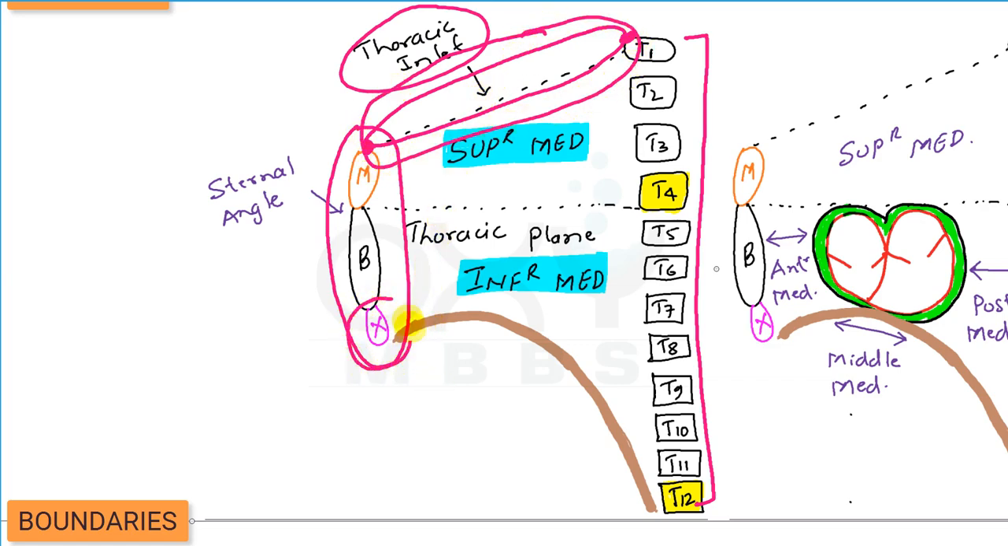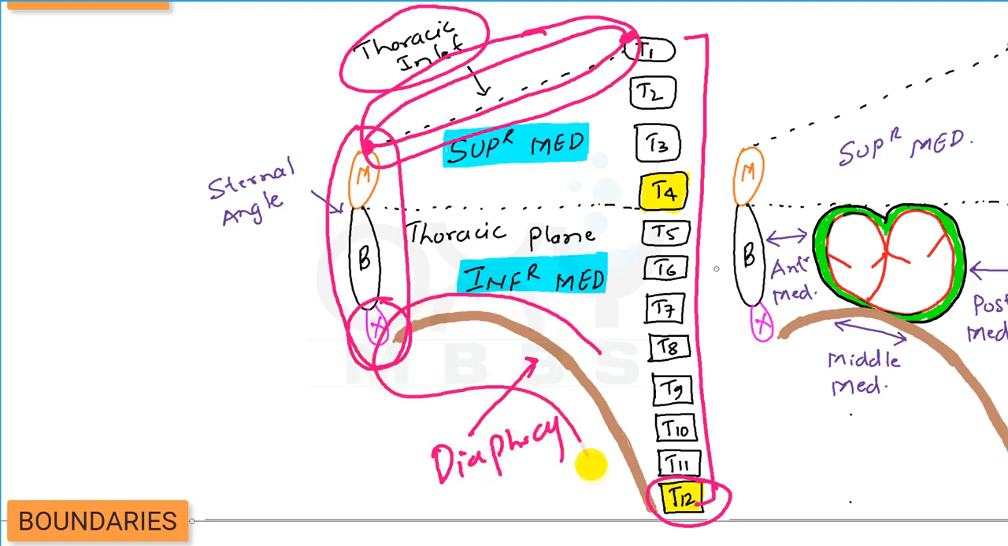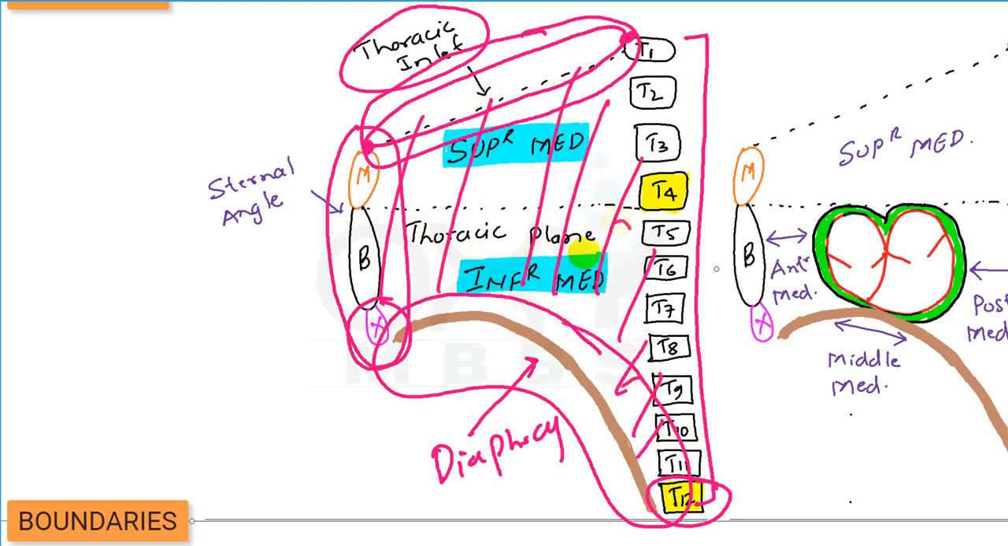So anteriorly sternum, posteriorly T1 to T12 thoracic vertebrae, and superiorly this one is the thoracic inlet, and inferiorly from the xiphoid process up to the T12 thoracic vertebra, this is what? This is our diaphragm. So area which is surrounded by all these parts is called as mediastinum. So this is our mediastinum.